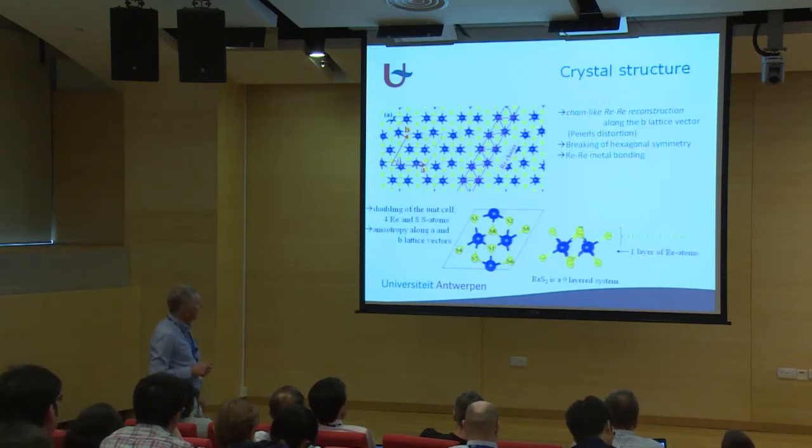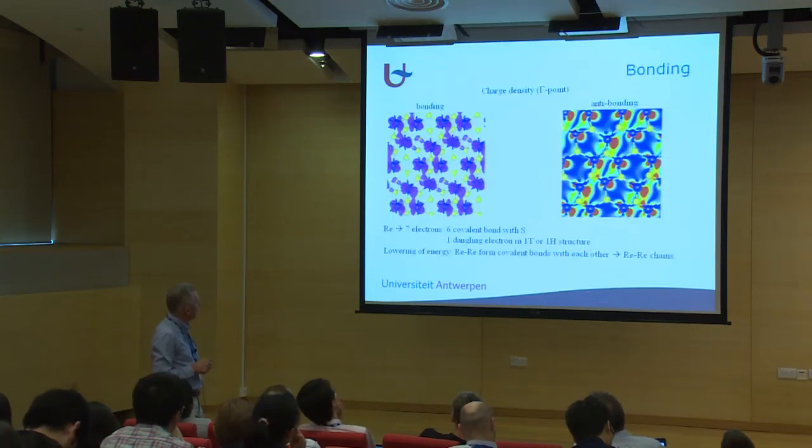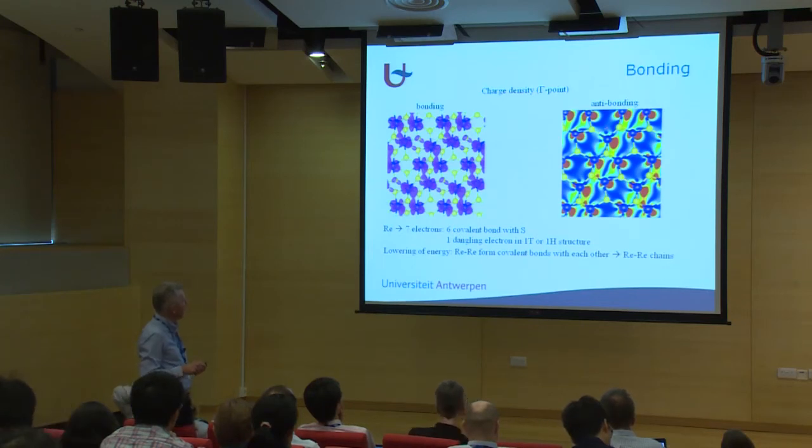Okay. Now, if you look at this, what happens with those changes is that you get extra bonds between the rhenium atoms. And this is understood as follows. This here is the charge density plot of the bonding level. So here are the rhenium atoms, and you see clearly those bonds appearing. And this is for the non-bonding states.